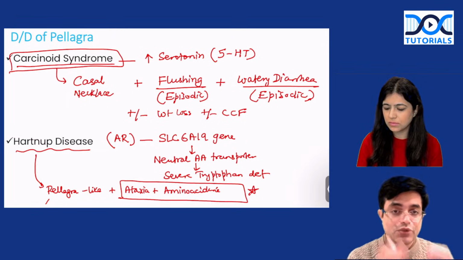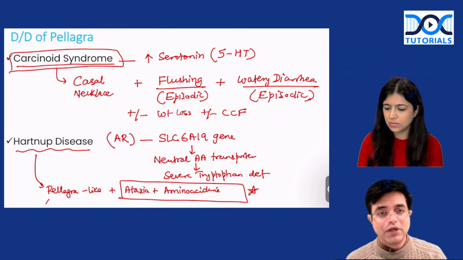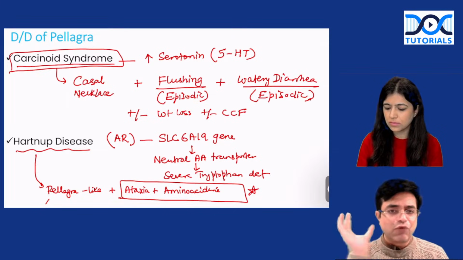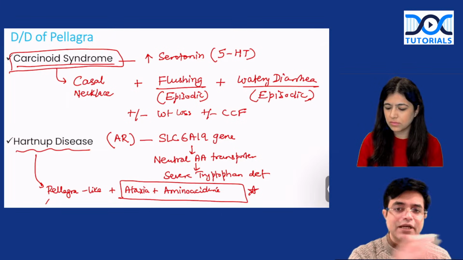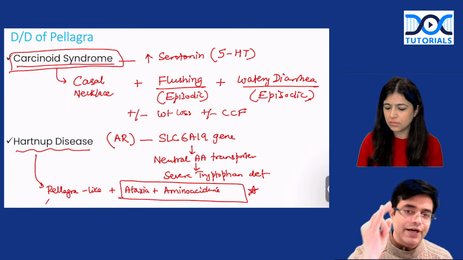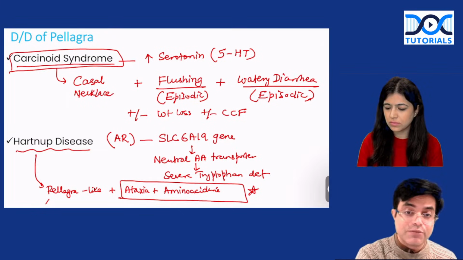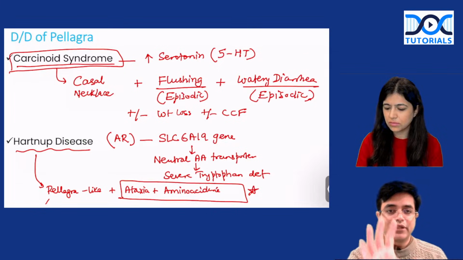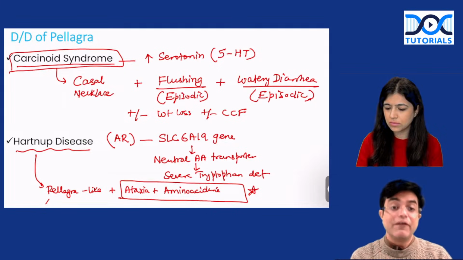Write down these points in your notes because we never know when the examiner is going to up the game. So remember the usual 4Ds. Pellagra is the likely answer. If they say pellagra-like symptoms with episodic flushing, weight loss, CCF, carcinoid syndrome is your possibility. Pellagra-like symptoms, ataxia, aciduria, Hartnup disease is your possibility. So this covers every single MCQ which has been asked.